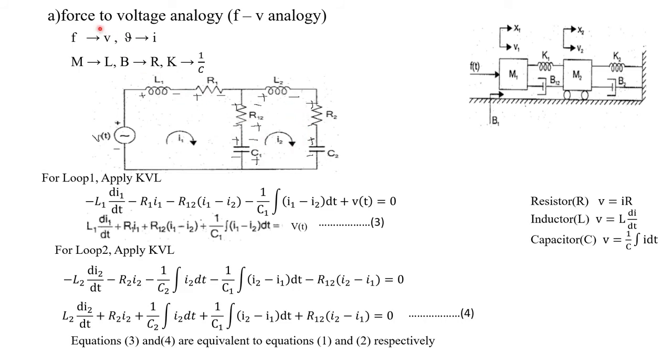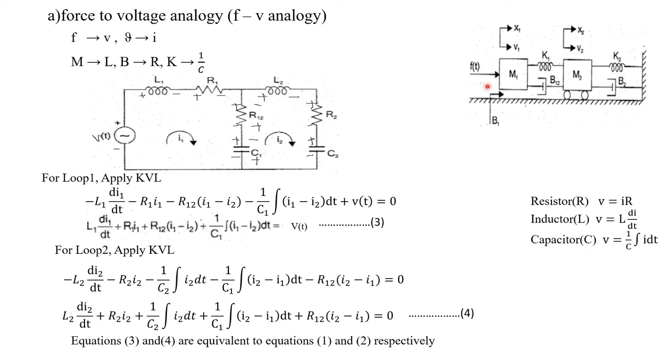Okay, so in force to voltage analogy, every mass in this mechanical system represents a loop in the electrical system, because in force to voltage analogy we are applying Kirchhoff's voltage law. To apply voltage law we need a loop. So we have to assume the masses as loops in an electrical system.